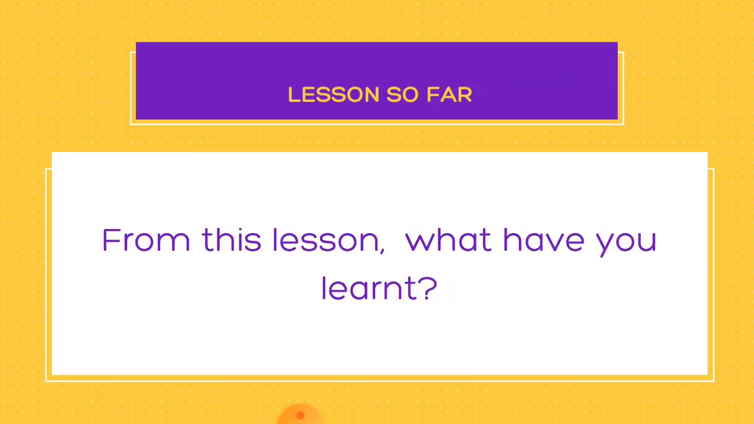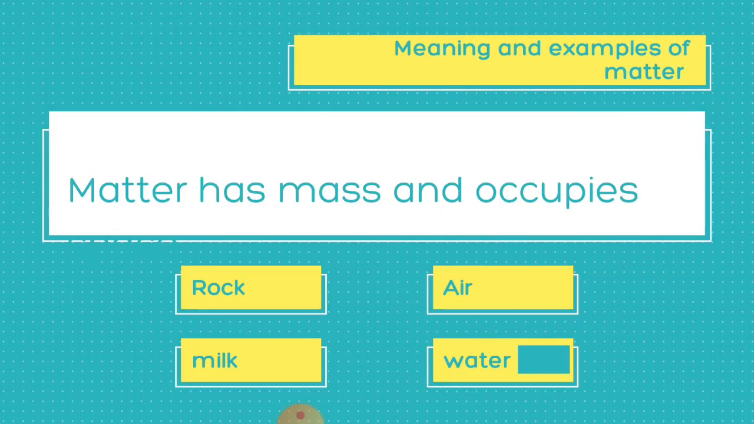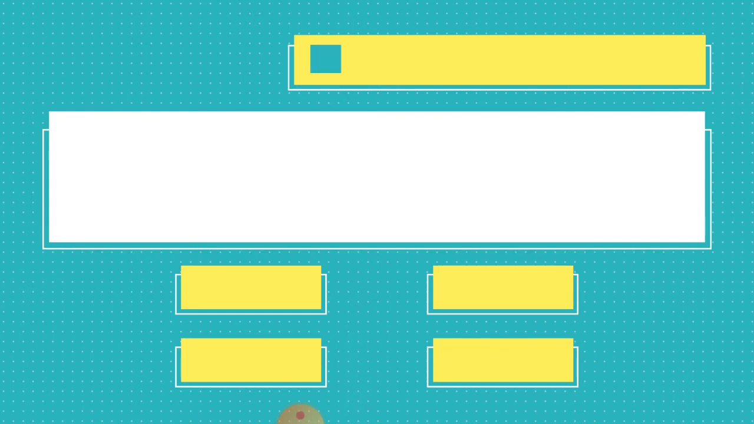So from this lesson, what have you learned so far? What are the things you have learned? We've learned about matter, the meaning of matter and some examples, properties of matter, the meaning and examples. Then we've looked at characteristic property of matter. So let us have a brief recap. We said matter has mass and occupies space. And some examples, we have rock, milk, air, and water. By the way, how many states of matter do we have? We have 3. That's correct.